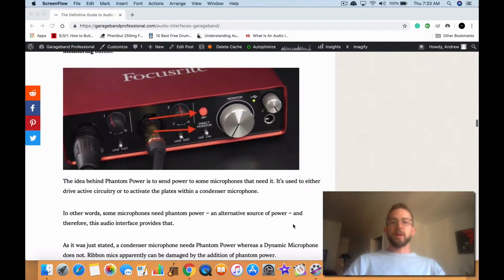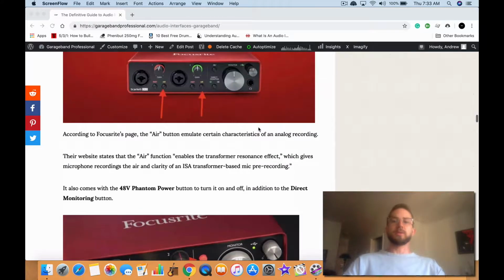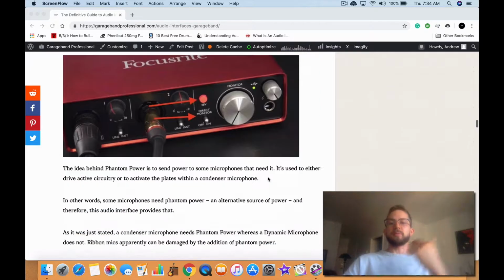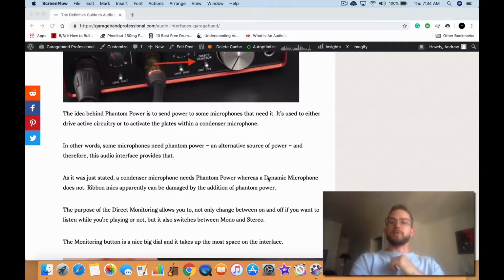And what else? And also the phantom power button that you see on your interface. The phantom power button, essentially what that's for is that it's giving you an alternative source of power so you can power your microphones. So for instance, some mics need phantom power and others don't. Like I forget which ones they are.